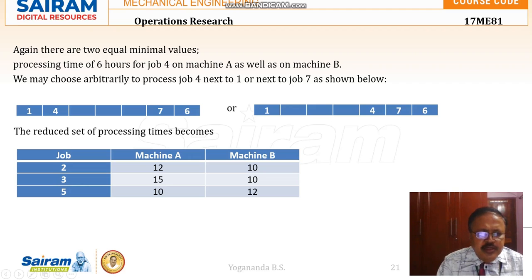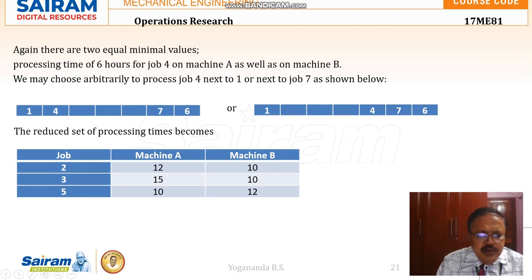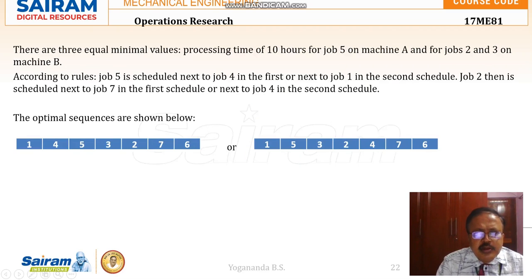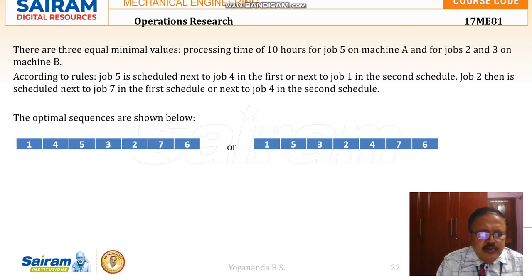Now the reduced set of processing times is with 2, 3 and 5. We now have 3 equal minimal values. The same 10 is occurring at 3 different places for jobs 2, 3 and 5. This 10 for job 5 is on the first machine. If it is on the first machine, the job should be sequenced in the beginning, so 5 mandatorily will be kept in the beginning of the sequence.